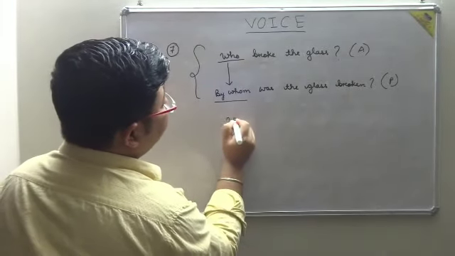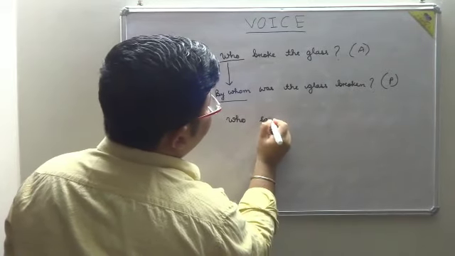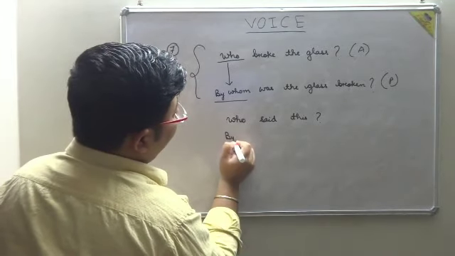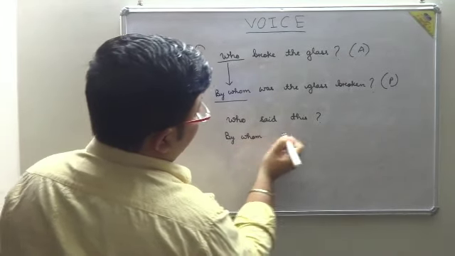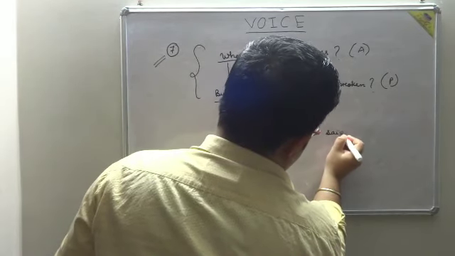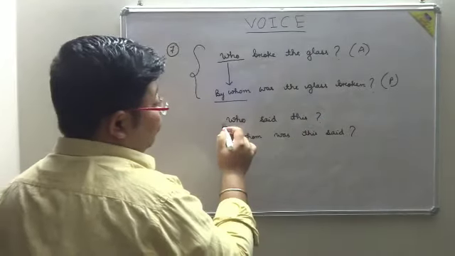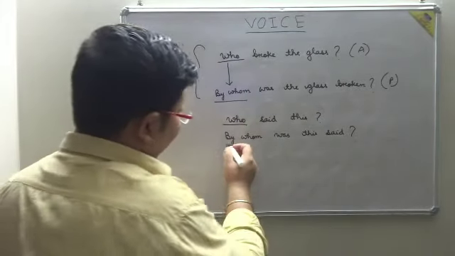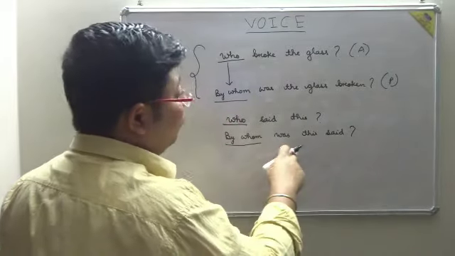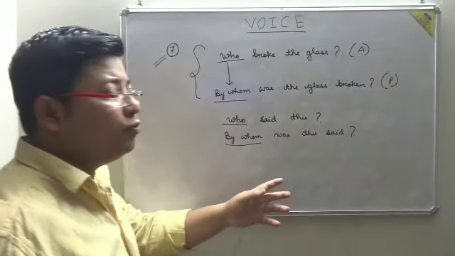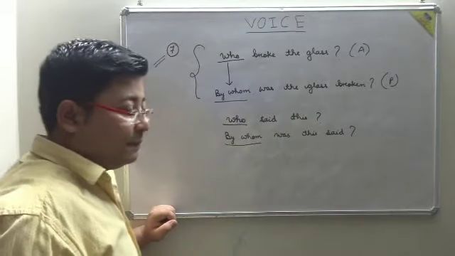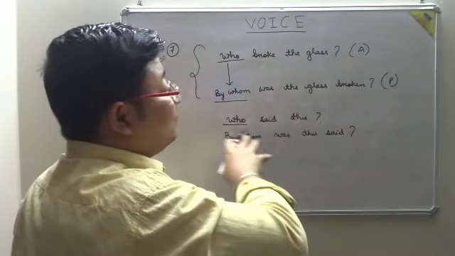Again, who said this? By whom was this said? Okay, have you got it? Whenever who is present in active voice, then it will be converted to by whom in passive voice. Who said this? By whom was this said? It is in past, so I am using the be verb as past here. Okay, this is our example with whom.